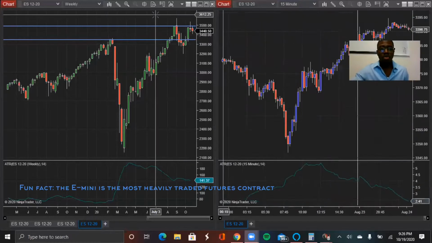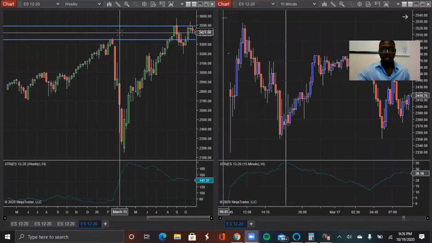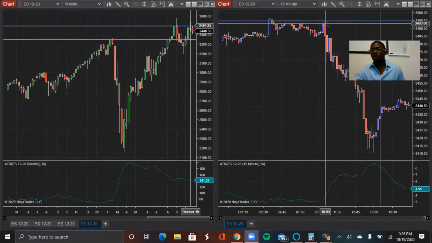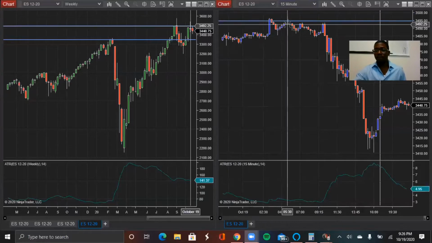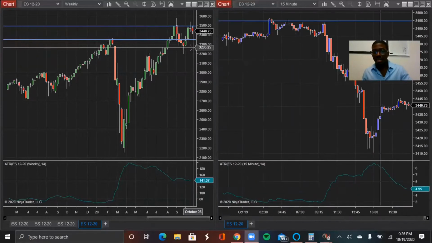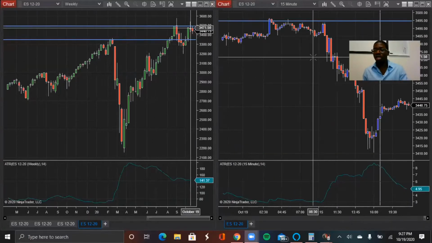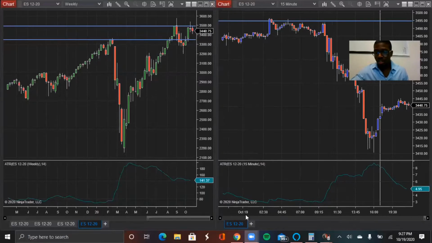Now, even though both charts are for the same financial instrument, the ES, they look very different. Why? Because of something I'm about to explain called time frames. If you look to the left chart, you see the weekly time frame. If you go to the right chart, you see the 15-minute. That means each candlestick represents price action for that given time. So for the weekly, every candlestick represents price action per week, versus the 15-minute chart gives you price action per every 15 minutes.